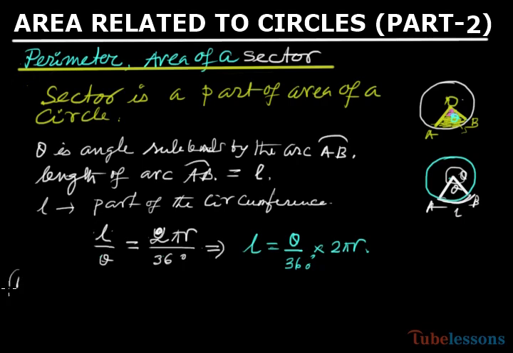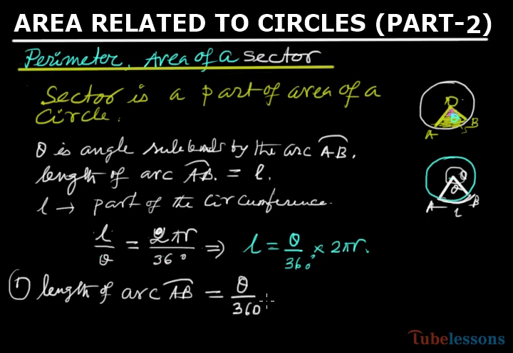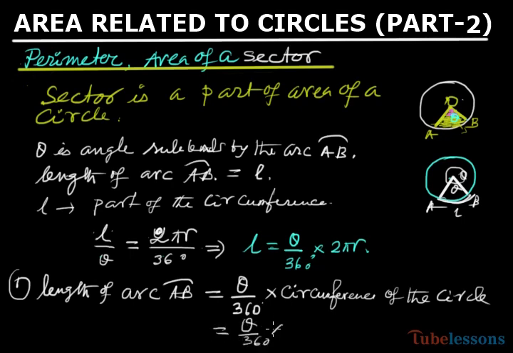So we get a first formula, length of arc AB is equals to angle subtended at the center, that is theta, by total angle 360 degree into circumference of the circle, which is equals to theta by 360 into 2 pi r, or theta by 180 pi r.